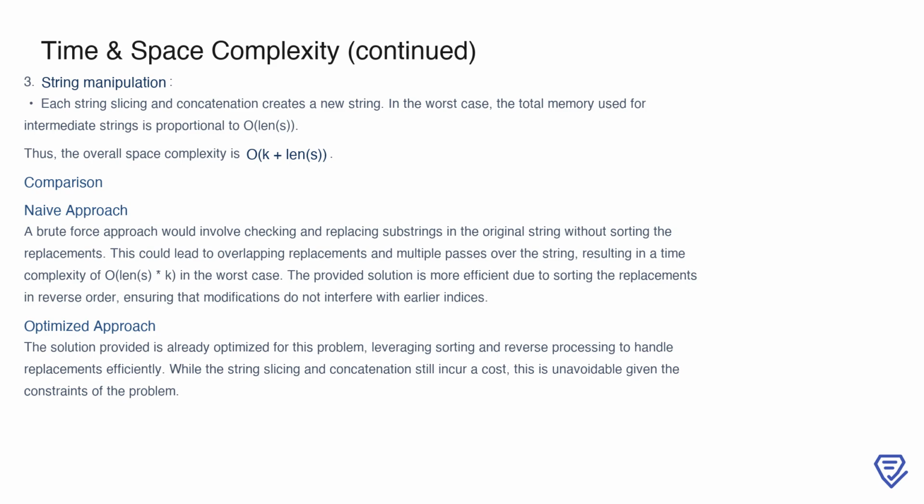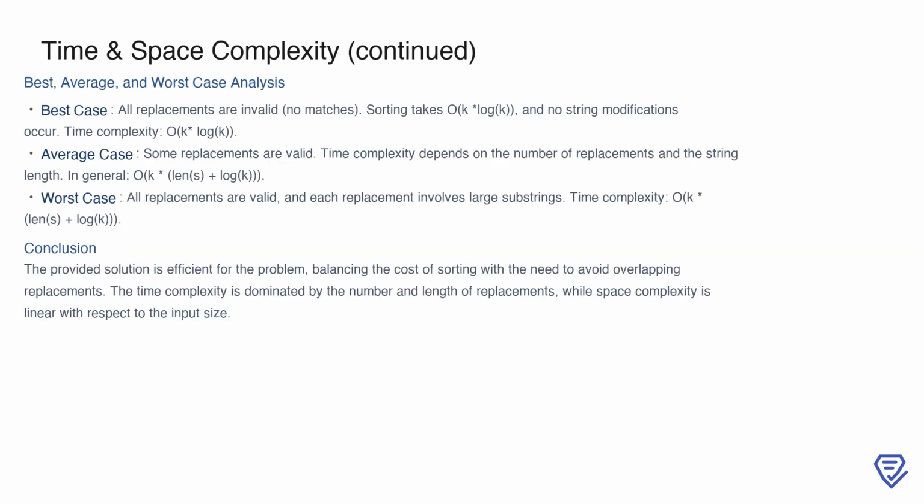The provided solution avoids this inefficiency by sorting the replacements in reverse order, ensuring that earlier indices remain unaffected by subsequent modifications. This makes the optimized approach much more efficient under the given constraints. Now, we can analyze the best, average, and worst cases for this solution.